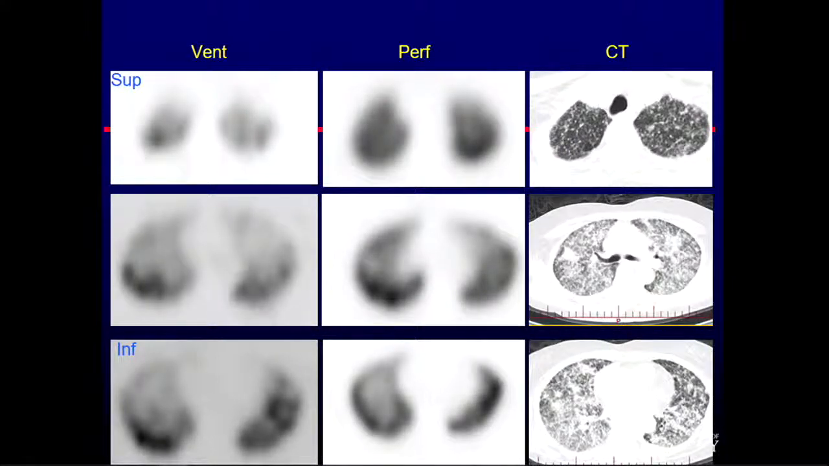lymphangitis. Oh, I've got a dead mouse here. Oh, there we go, lymphangitis carcinomatosa.